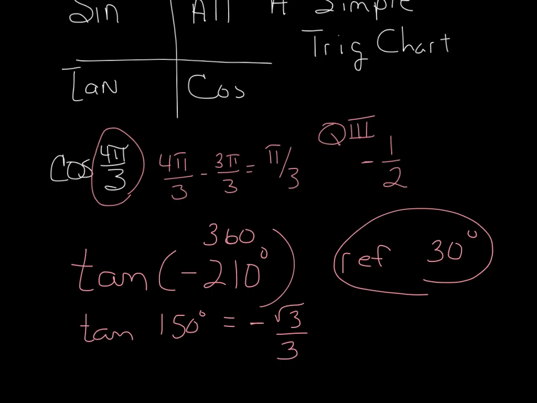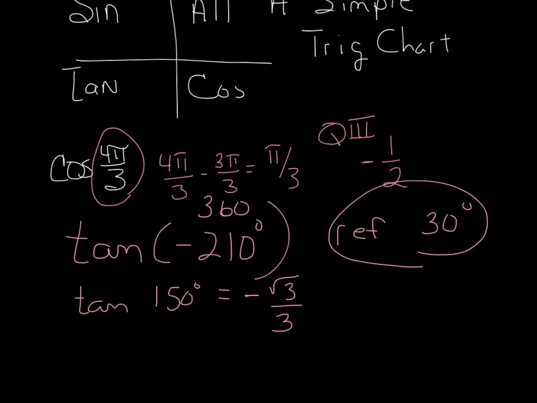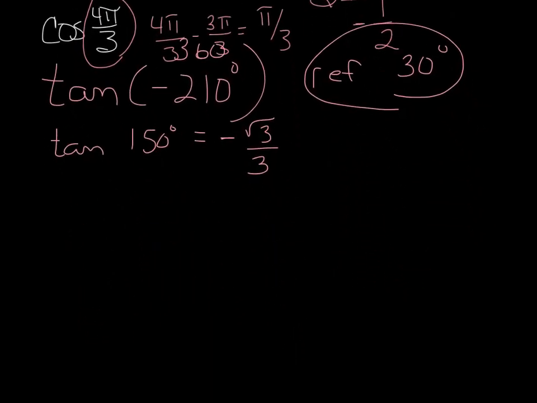All right, let's look at another one. 5 pi over 3. And I want to find the sine of 5 pi over 3. What's the reference angle? The reference angle is pi over 3.